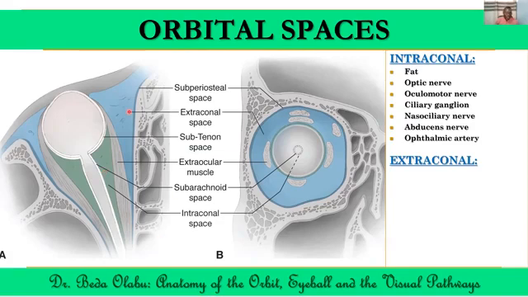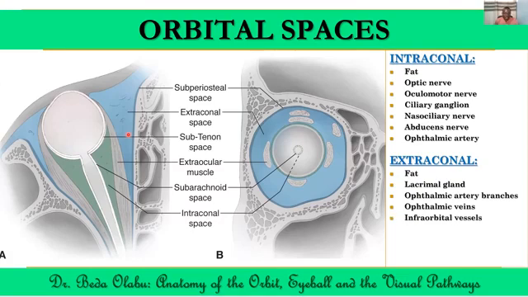How about the extraconal space? The extraconal space is within here. The extraconal space houses fat. It houses the lacrimal gland, which is in the superior lateral orbital margin. It houses the ophthalmic artery branches. So the branches of the ophthalmic artery will be in this space. The ophthalmic artery itself is here, but its branches are within the extraconal space. The ophthalmic veins are usually within the extraconal space.